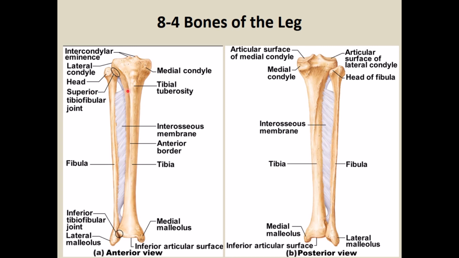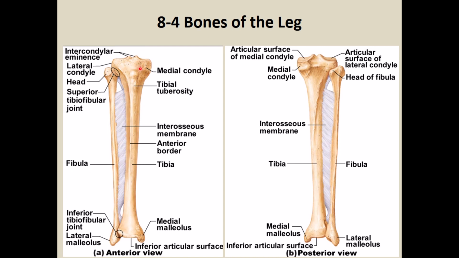So there are two bones, similar to the upper part of the body, the upper limbs and the forearms. You have two bones there, and here you have two bones also. The thicker bone is located medially, and that's called the tibia, and the thinner one is located laterally. That's called the fibula.